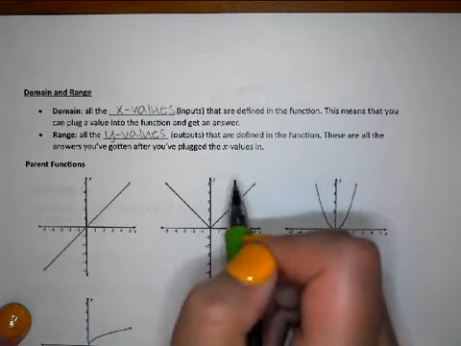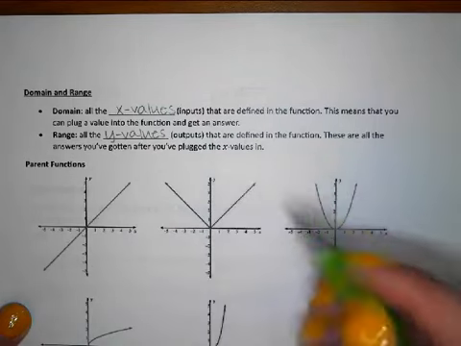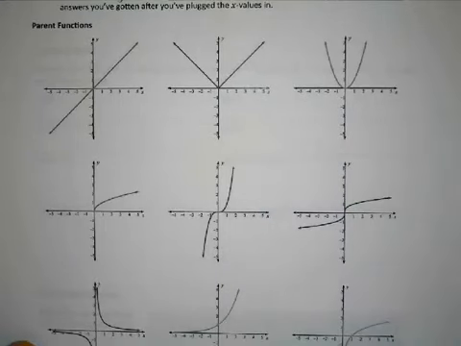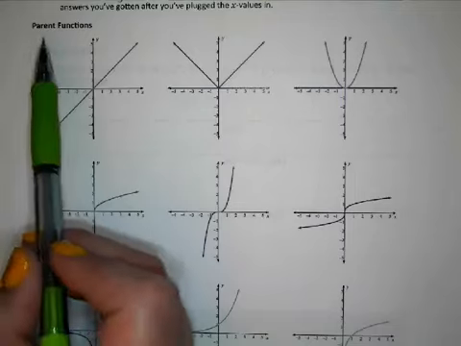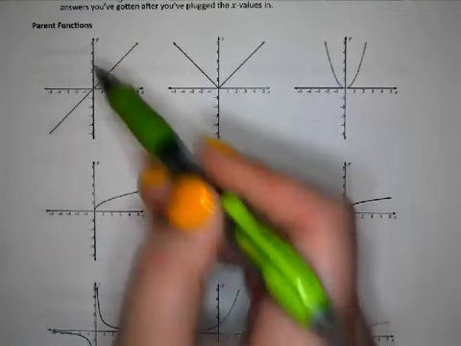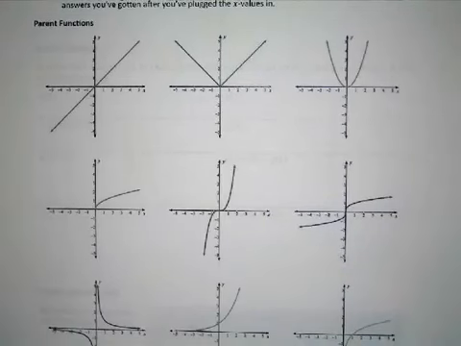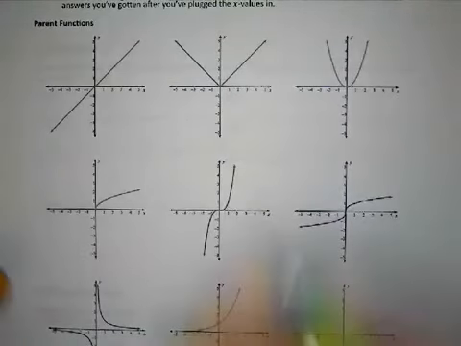So what I did here is I put a list of the typical functions I could think of. They're called parent functions if they don't have any numbers in them. So that we could write down what all of them are and what their basic domain and range are, and then we just know that if there's some numbers involved in the equation, then things might change a little bit.